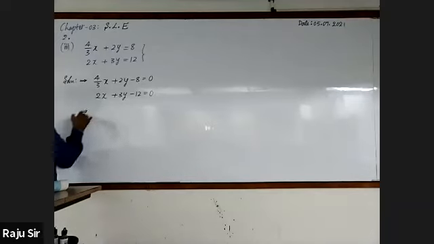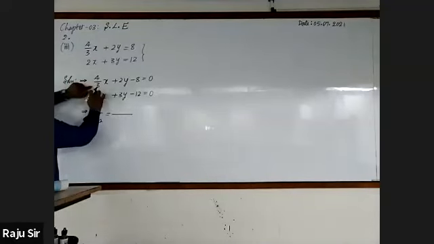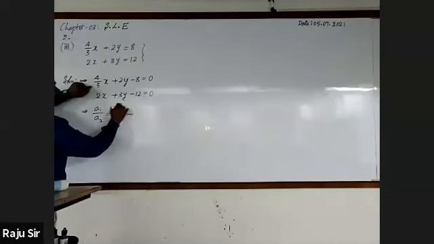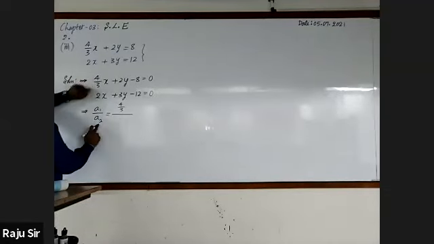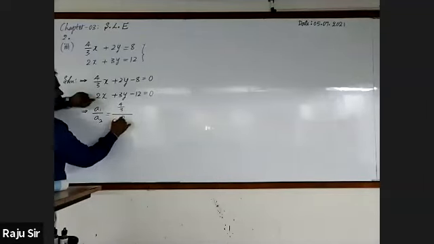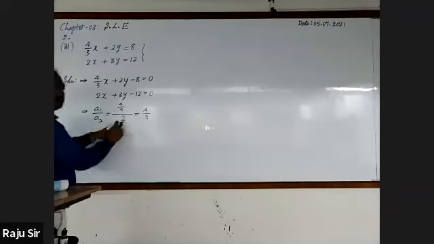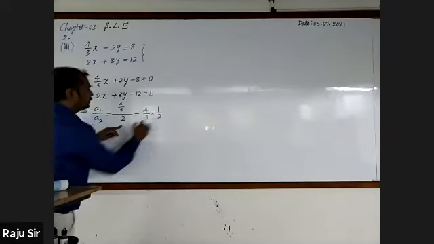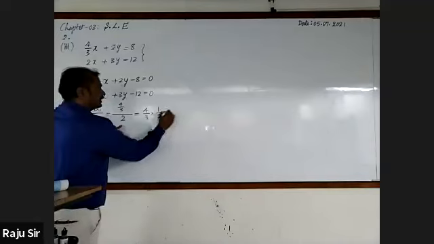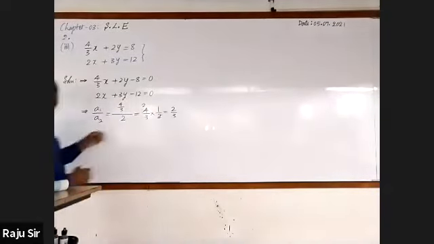Then let us find out the ratios. The first one is a1 by a2, where a1 is the coefficient of x. This is 4 by 3, whole divided by a2, the coefficient of x in the second equation, this is 2. It is equal to 4 by 3. In the denominator, we have to take the reciprocal of the denominator. It will be 1 by 2. You can cancel it, and this is 2 by 3.